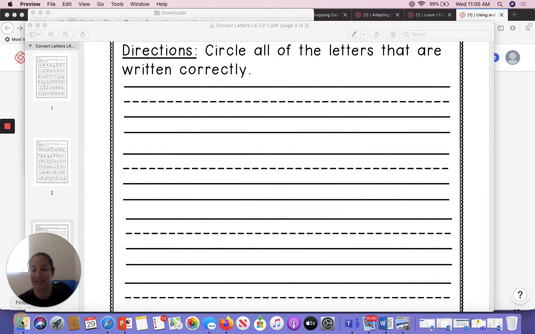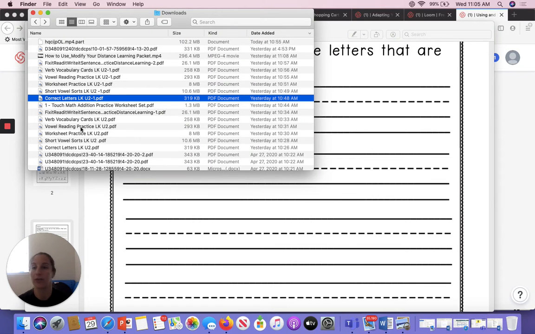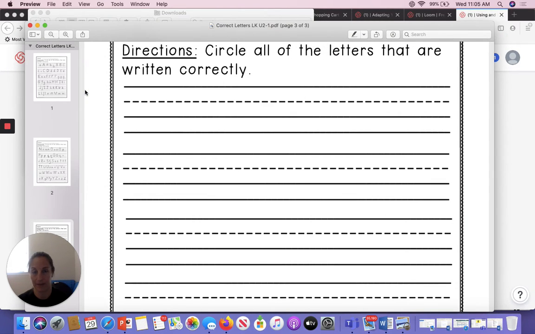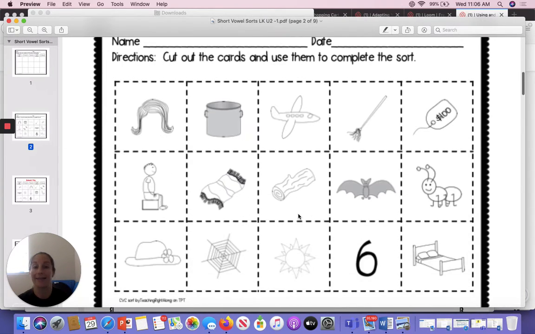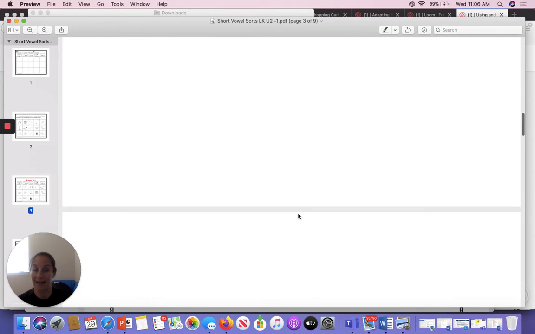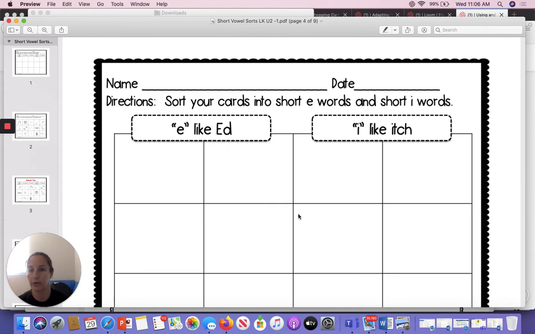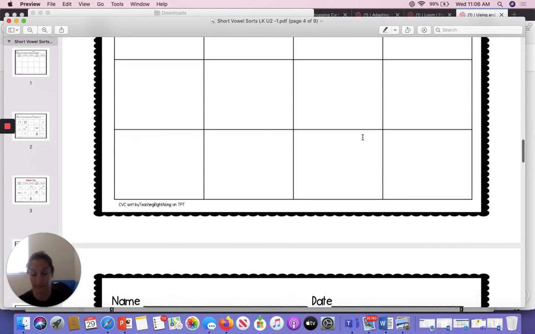The next thing that's included in this packet is a short vowel sort. There's a few different activities included in this. I suggest skipping this first one that asks students to sort by 5 different sounds in the beginning, and instead starting with the sorts that ask them to sort 2 different sounds. So the first 2-letter sound sort is words that have the eh sound and words that have the I sound. So these are our short E and short I words.